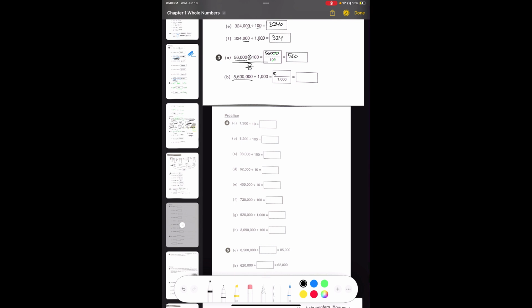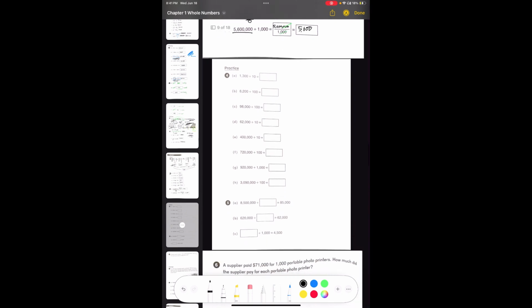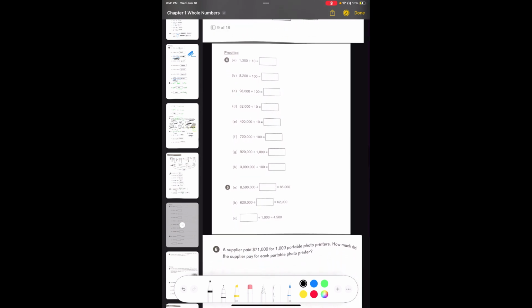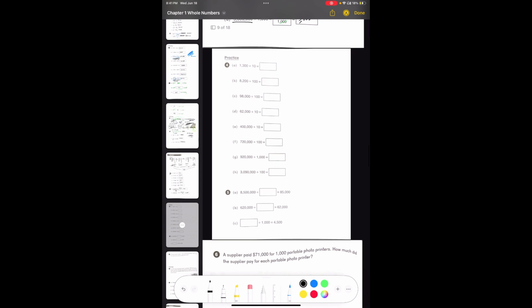5,600,000 divided by 1,000, found 1,000, found 1,000, 5,600. And that's your answer for these two. You can do number 4 and 5. Pause and come back when you are done.